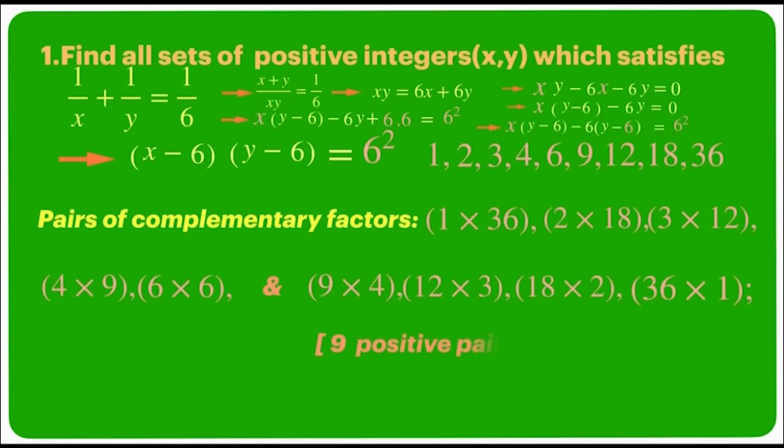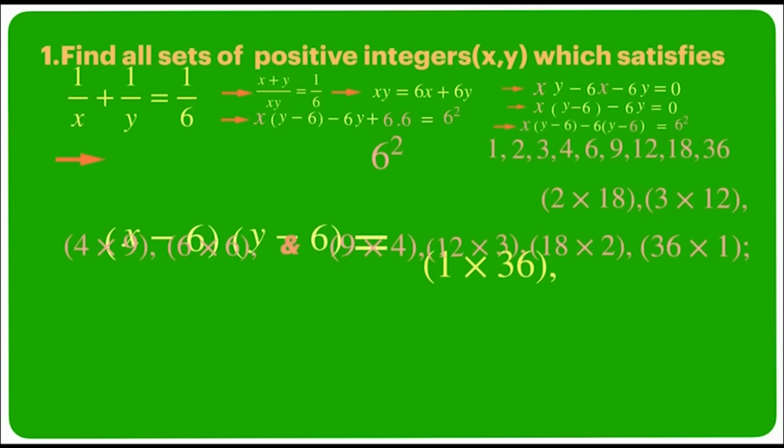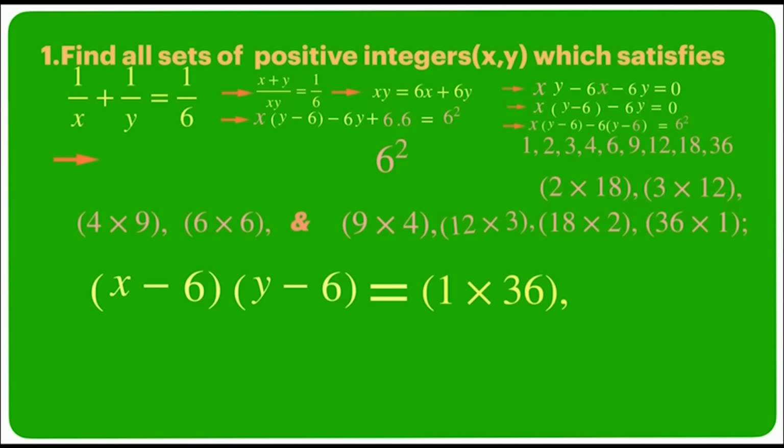Now see, there are 9 positive pairs. So for the 9 positive pairs it is clear that we can have 9 pairs of values, that is x and y. For x and y we can get the 9 pairs of values. So now let us see how we can get the values.